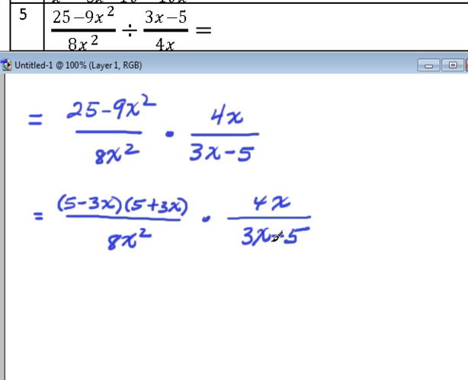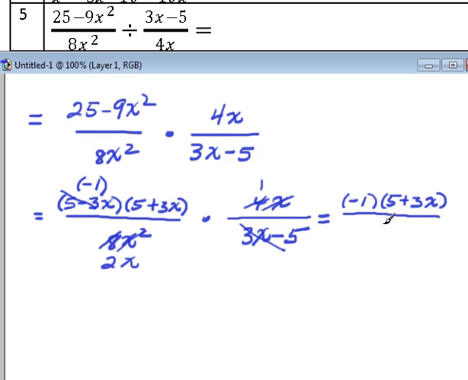Okay, so notice we have a 3x minus 5 here, and here we have a 5 minus 3x. Since these are differences in the opposite order, we can cross them off but replace with minus 1. All right, we have a 4 and an 8 here. Let's divide by 4, and divide by x. So here we have x, and this one cancels. All right, so what are we left with? We're left with minus 1 on top times 5 plus 3x, and in the denominator, we have a 2x.